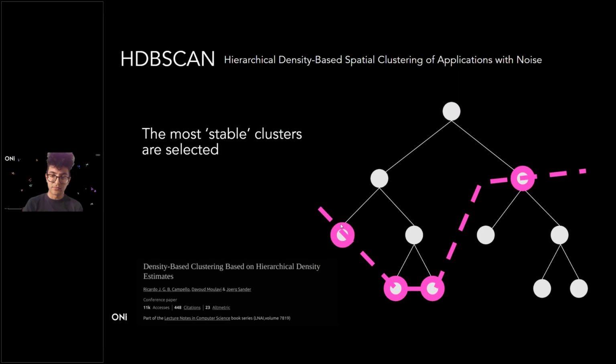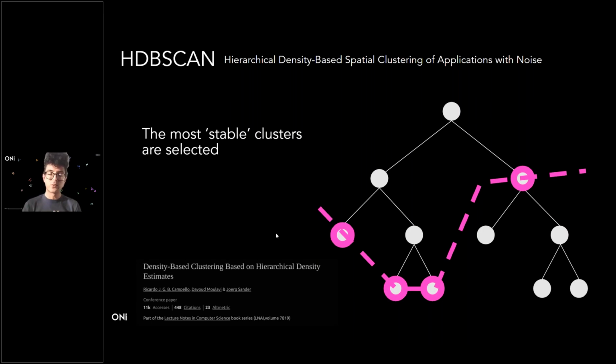Let's move on now to HDBScan. This is another published method. You can see the citation down here. It's very similar to DBScan, but it's hierarchical, so it actually allows you to take a cut across the tree, which is not necessarily straight. In DBScan, we said we want all the clusters from the same level because they have approximately the same density, and that's interesting to us.